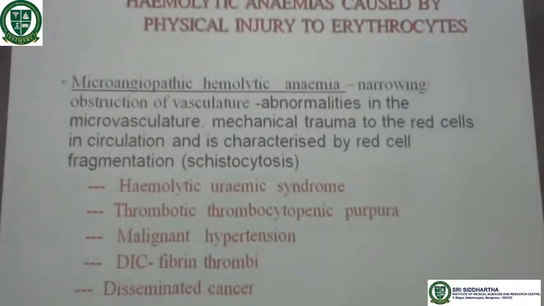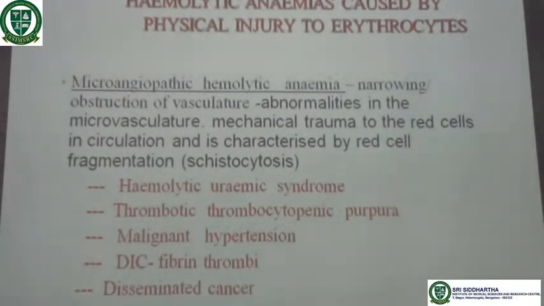So coming further, microangiopathic hemolytic anemia. This happens when there is narrowing or obstruction of the vasculature. You have the blood vessel flowing through the whole body and there is some narrowing or obstruction of the vasculature, abnormalities in the microvasculature. This causes mechanical trauma to the RBCs and leads to red cell fragmentation known as schistocytes. Schistocytes, I have shown you a picture, are nothing but fragmented red blood cells.